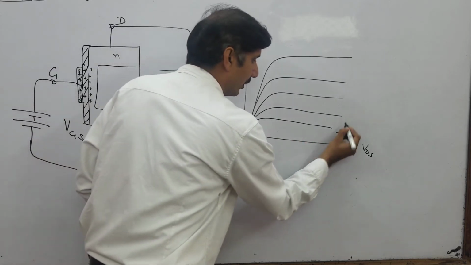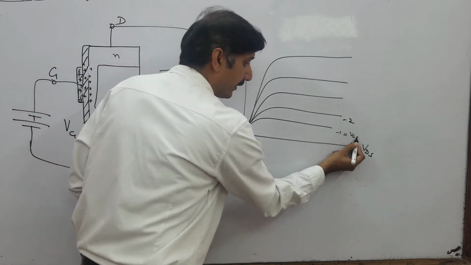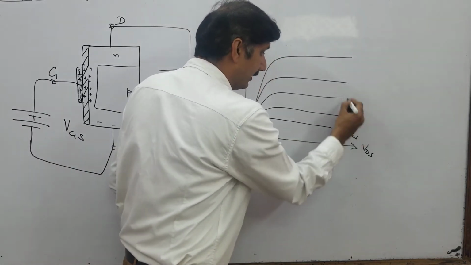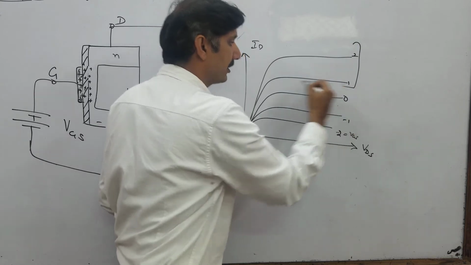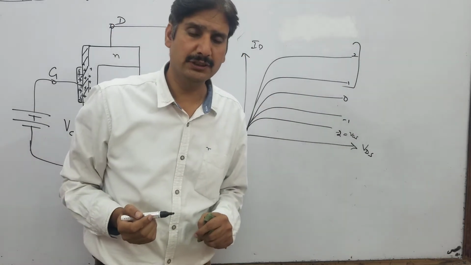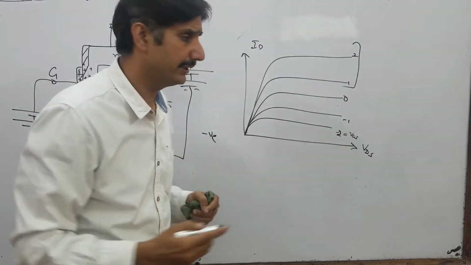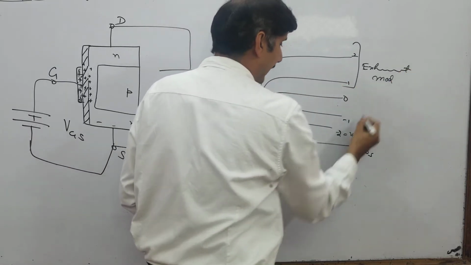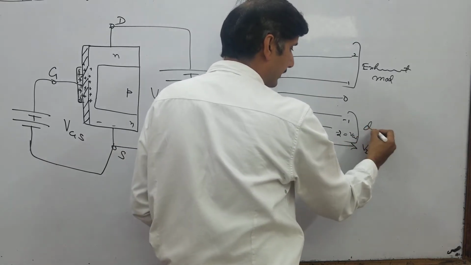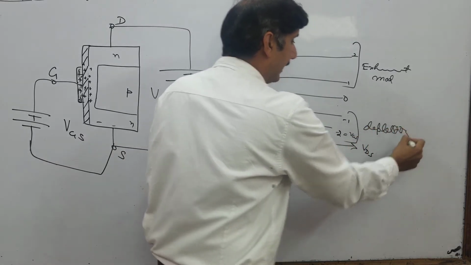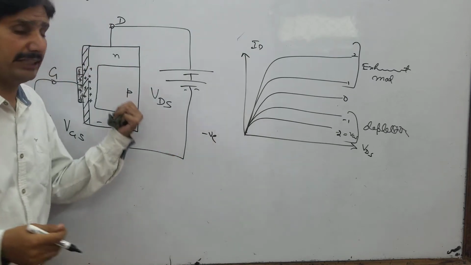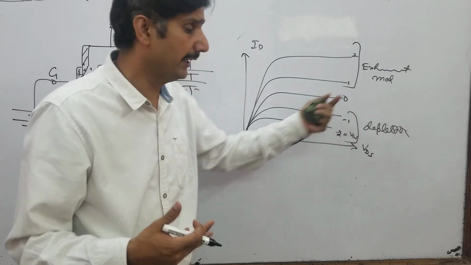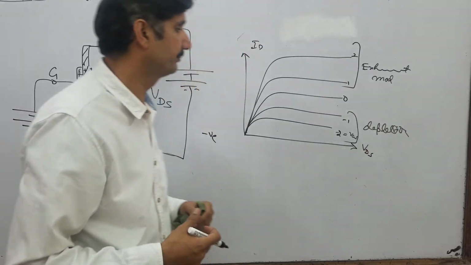If you are applying VGS of -2, -1, 0, 1, 2, these curves will correspond to the enhancement mode, and these curves will correspond to the depletion mode. As I told you, this depletion type MOSFET can be operated both in enhancement mode and in depletion mode.